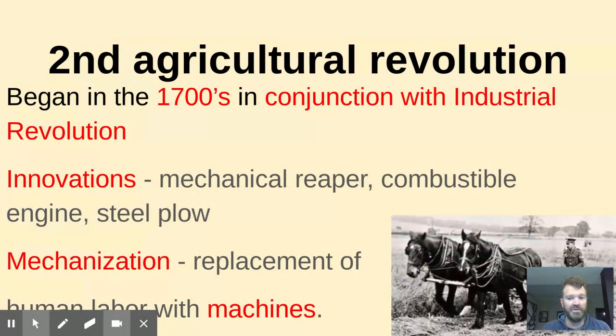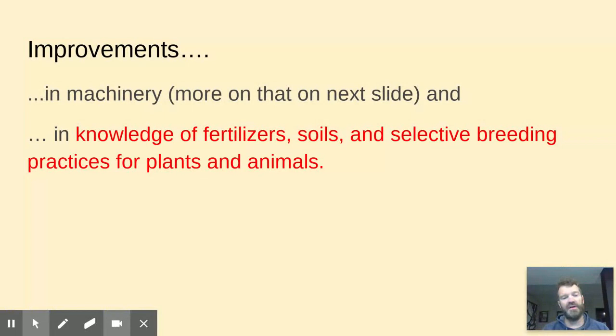Improvements in machinery, and there's more on the next slide, but we understand that we can use fertilizers, and in those days, fertilizers were often the offal of animals, so cow poop. Still, that's used today. People still put it on farm fields to help increase yields. There was more knowledge of the soil, and breeding practices for not only plants, but also for animals. So you have stronger plants that are more resistant, different kinds of plants that will grow better in certain places. And all of this is done by trial and error.